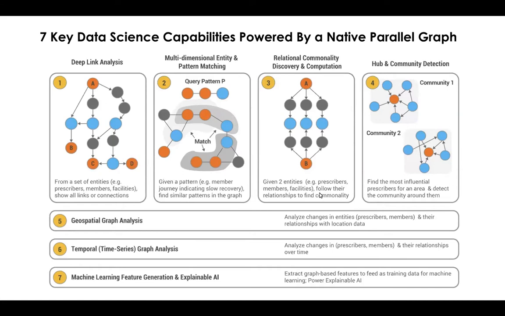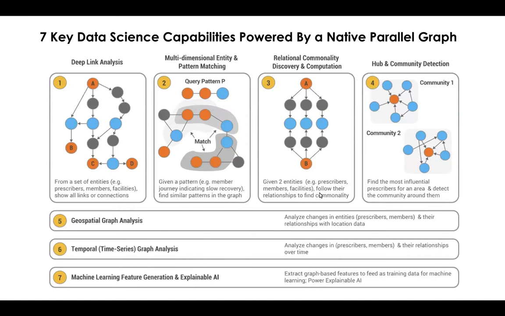And the fifth and sixth dimensions are geo and temporal graph analysis. This is really talking about two additional dimensions that add to the richness of the deep link analytics. And you can analyze the changes in entities and their relationships with respect to location, data, and over time.